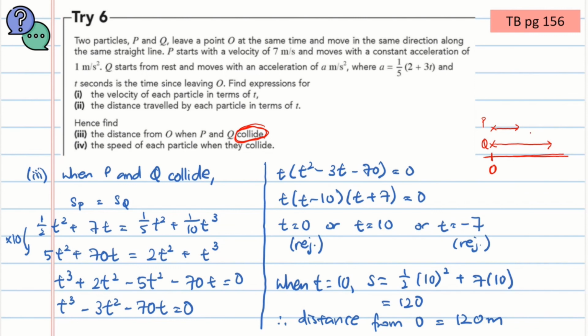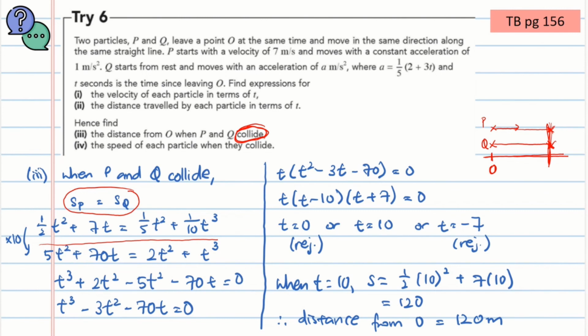Essentially, although one is faster than the other, maybe at some point it started to slow down, I'm not sure, such that they managed to catch up. And then they meet at a certain point again. And this is what we mean by collision. So therefore the displacement from O will have to be equal. So SP equals SQ. So we make use of the displacement expressions that we found in part 2, and we equate them together such that we have this.